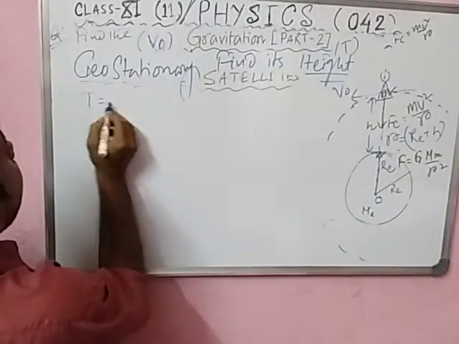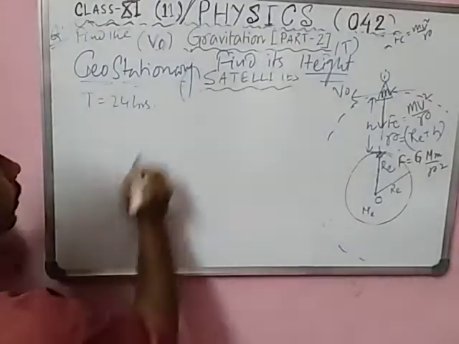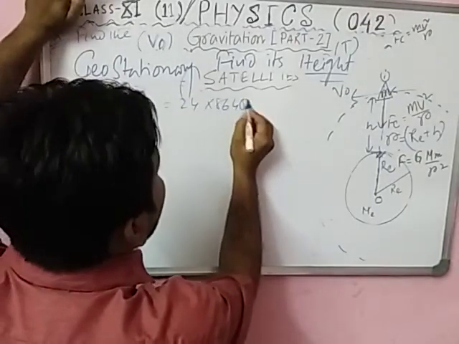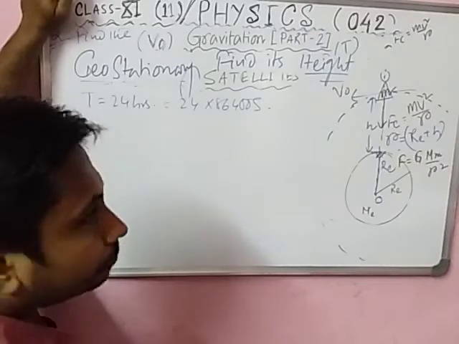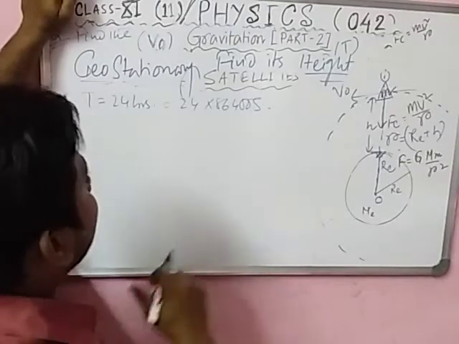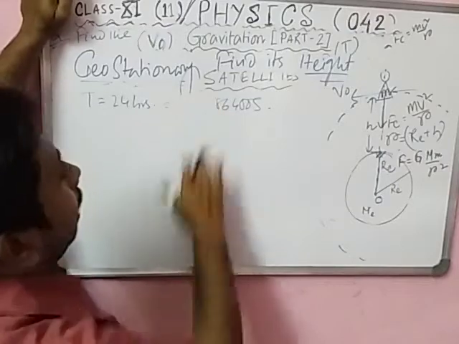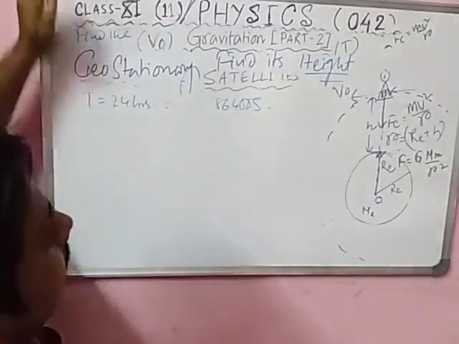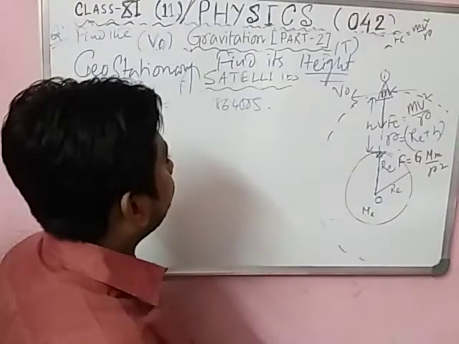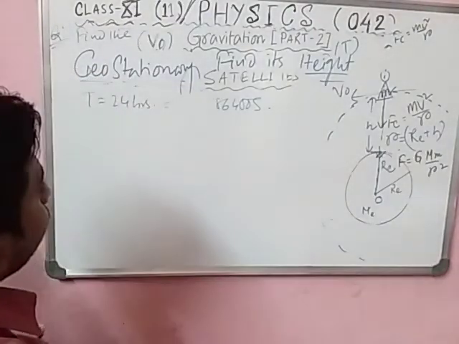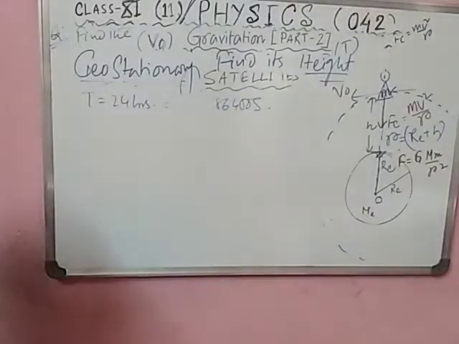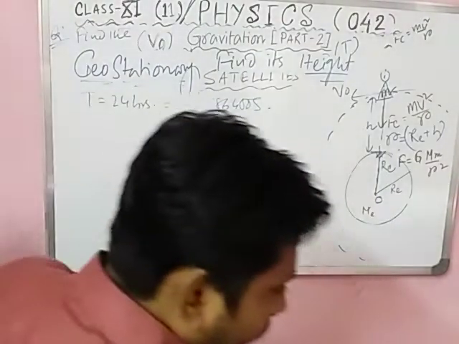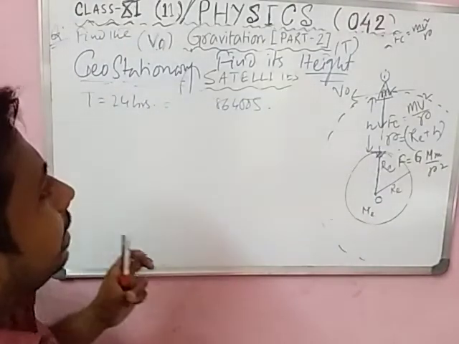So students, here T is equal to 24 hours, fixed. 24 hours means 24 into 60 into 60, that is 86400 seconds, because 1 hour is 60 into 60 seconds. And students, you have to find the height.